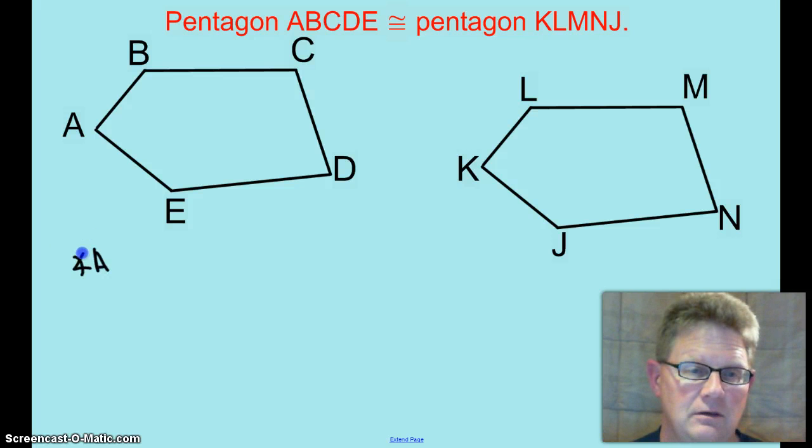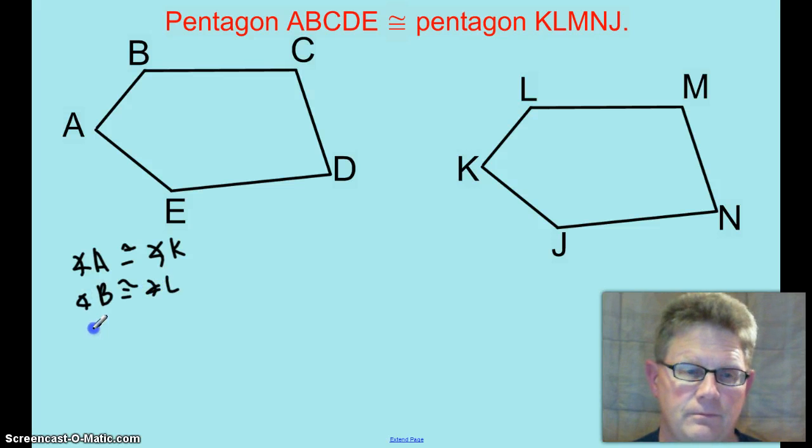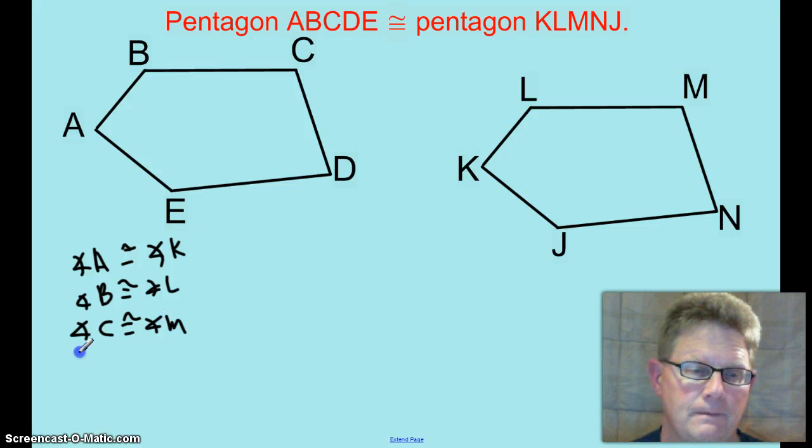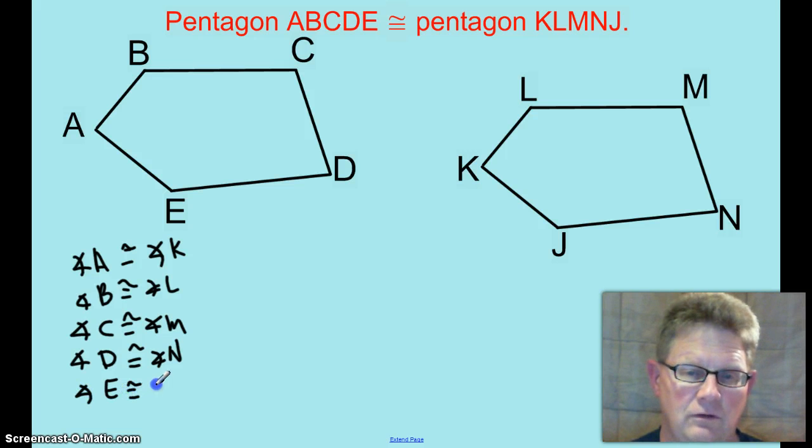Angle A is congruent to angle K. Angle B is congruent to angle L. Angle C will be congruent to angle M. Angle D is congruent to angle N. And angle E is congruent to angle J.